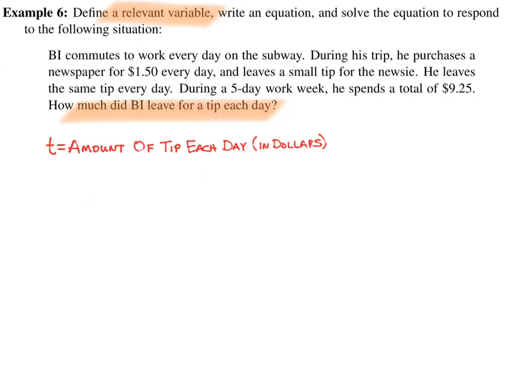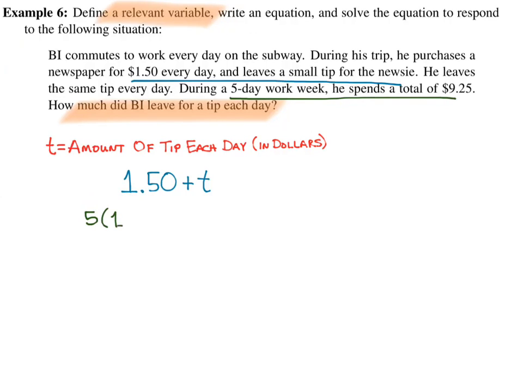That's the variable. Now the equation writing isn't necessarily easy, so let's go bit by bit. It says he purchases a newspaper for $1.50 every day and leaves a small tip for the newsie. So that's $1.50 plus T, because $1.50 plus the tip. During a 5-day work week, he spends a total of $9.25. So that means he does this $1.50 plus T 5 times, so it's multiplied by 5. And the total is $9.25. Now we have an equation we can work with.